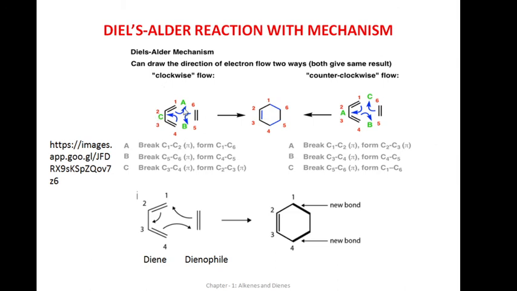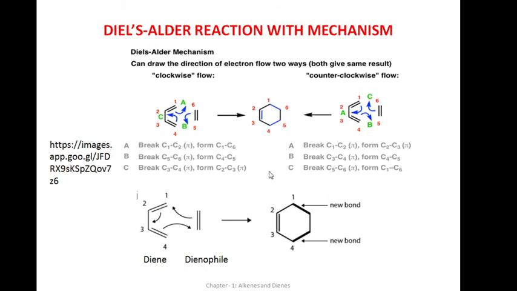Or else you can show it in the reverse way. The double bond shifts between 1 and 2, this bond shifts here and this bond shifts here. There will be new bonds between 1, 6 and 5, 4. So in any way you show the reaction, you are going to get this one product. This product is cyclic with one double bond, so it is cyclohexene.